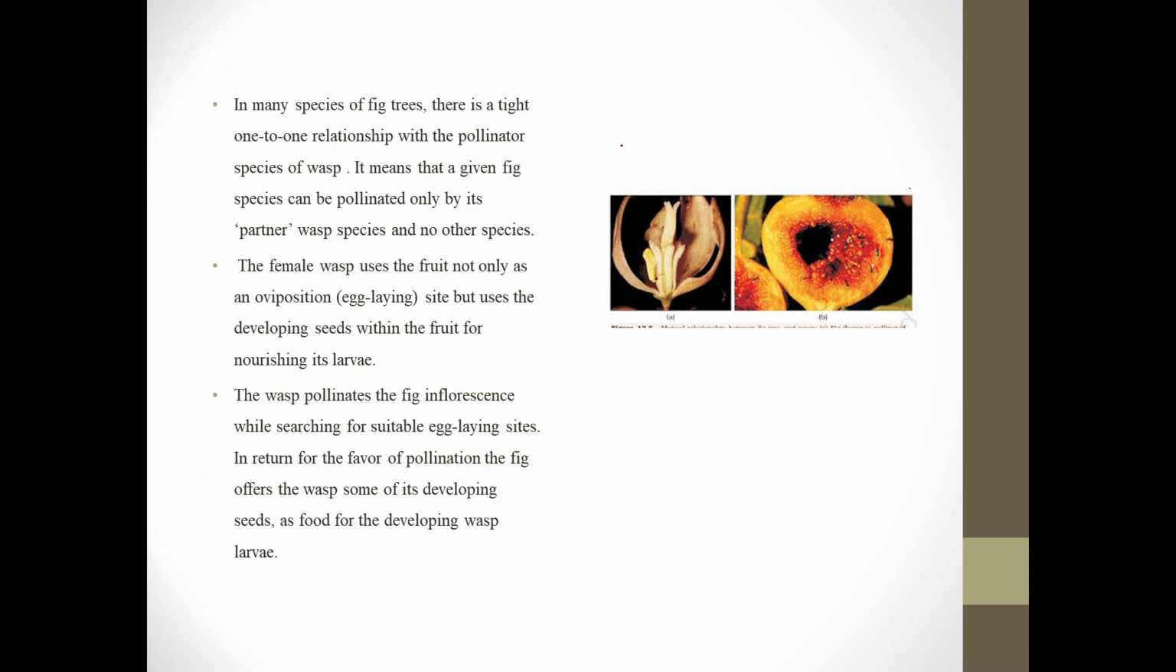Another example is of fig trees. In many species of fig trees there is a tight one-to-one relationship with the pollinator wasp species. It means that a given fig species can be pollinated only by its partner wasp species, not others. So it is a species-specific interaction.